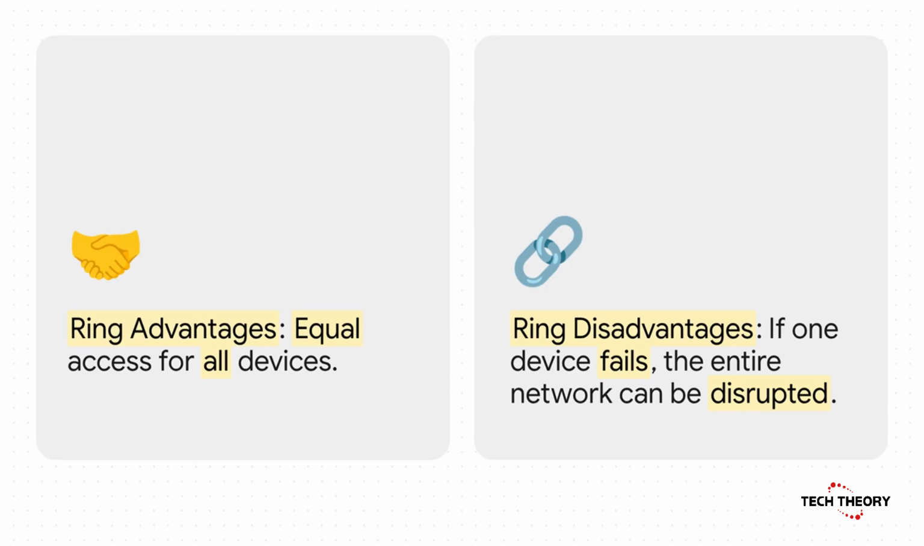Since the data goes around in a circle, every device gets an equal shot to send information. But a lot like the bus, it can suffer from a single point of failure. If just one computer in that ring goes down, it can break the entire circle and disrupt communication for everybody. You used to see this design a lot in older telecom networks.